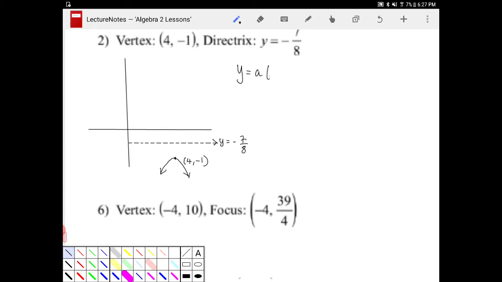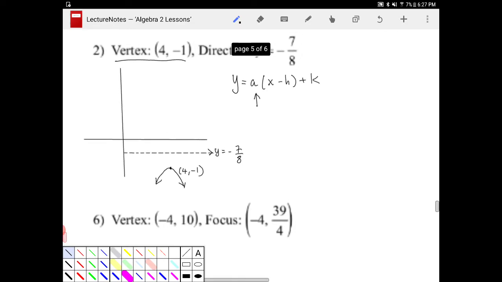So vertex form is this. We need to know what h and k are. Well, that's pretty much just given to us, isn't it? Right? We need to figure out what the leading coefficient is. Luckily for us, we understand that a is equal to 1/4p. And what is exactly meant by p? Well, p is actually that distance between the directrix and the vertex.